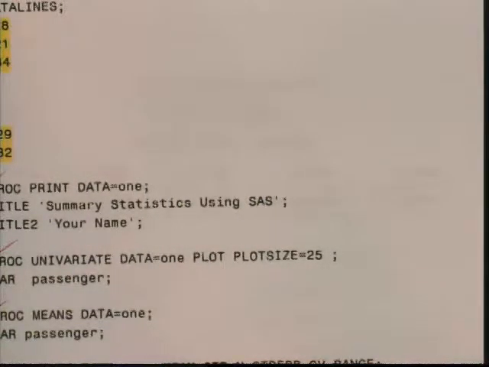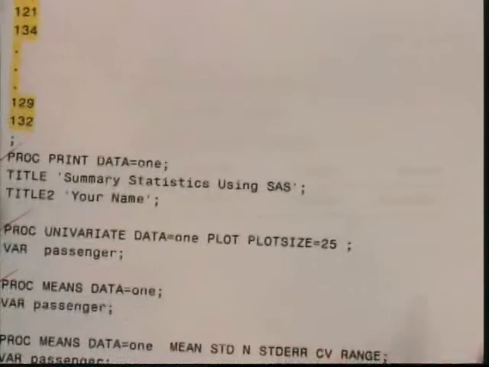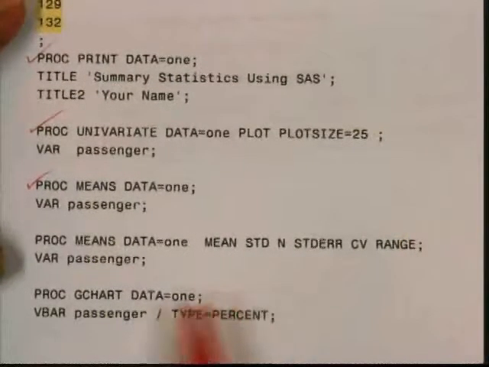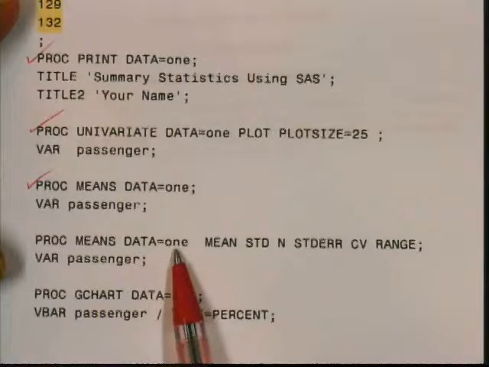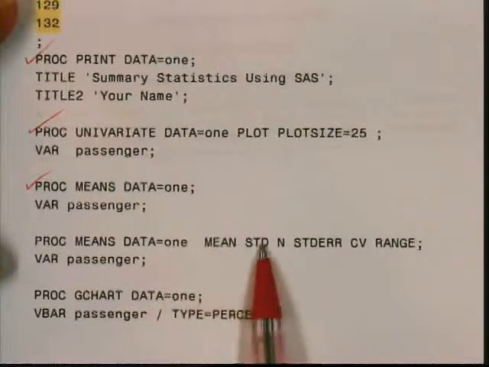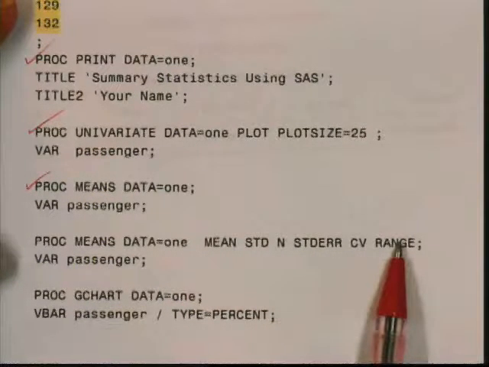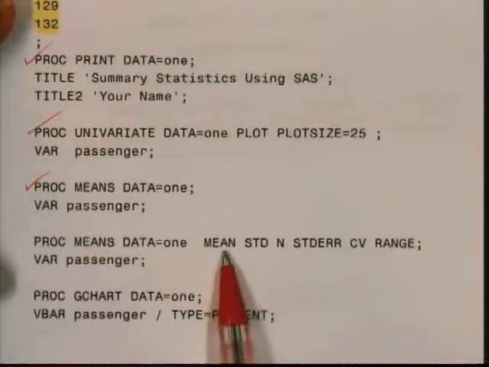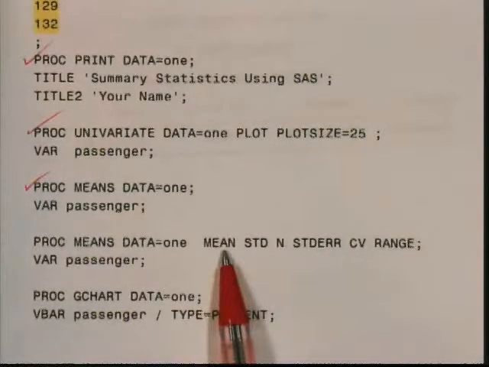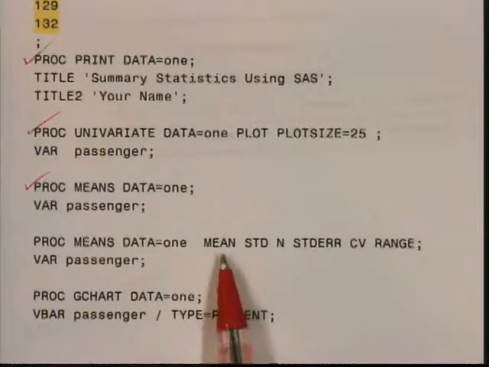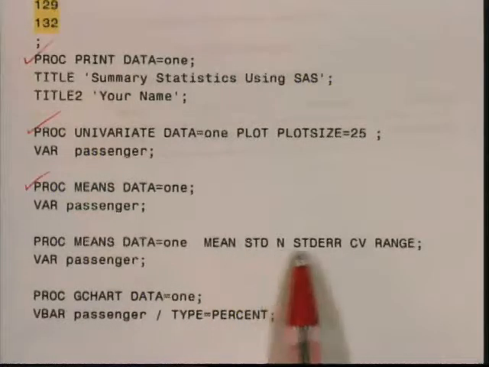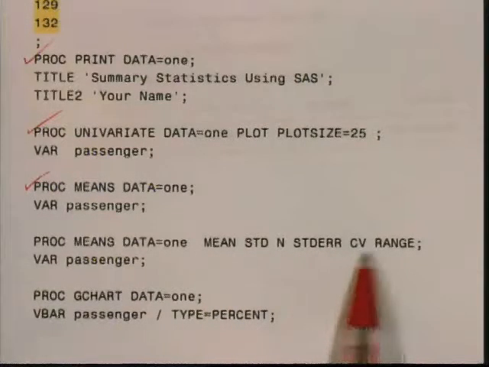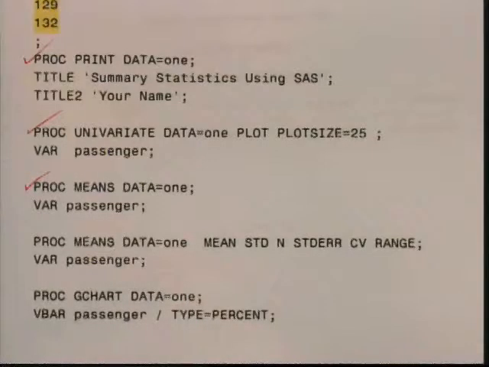Now, after you specify the data set, you can request other things. Pardon me, I'm off screen. After you request which data table you're operating on in the means procedure, you can request other statistics to be printed there. And so as soon as you make your first request, you need to make them all. So it's not going to be this in addition to the default. It's this. These are the ones I want. All right? So mean, standard deviation, sample size, standard error, coefficient of variation, and the range for the passenger variable.